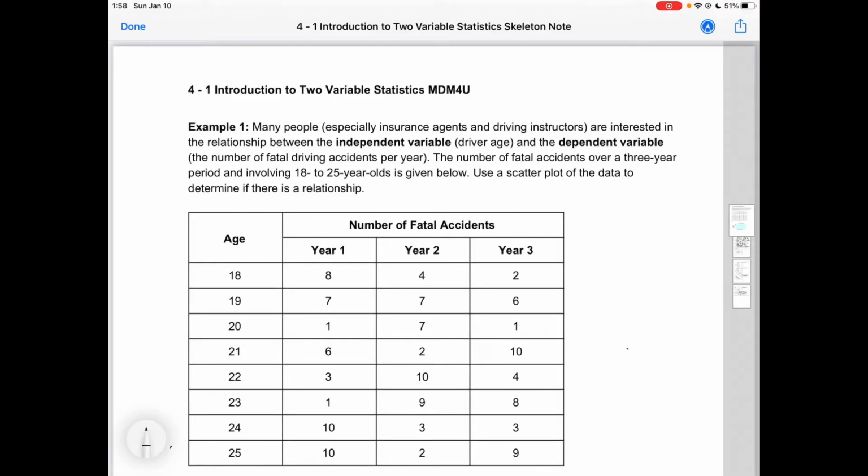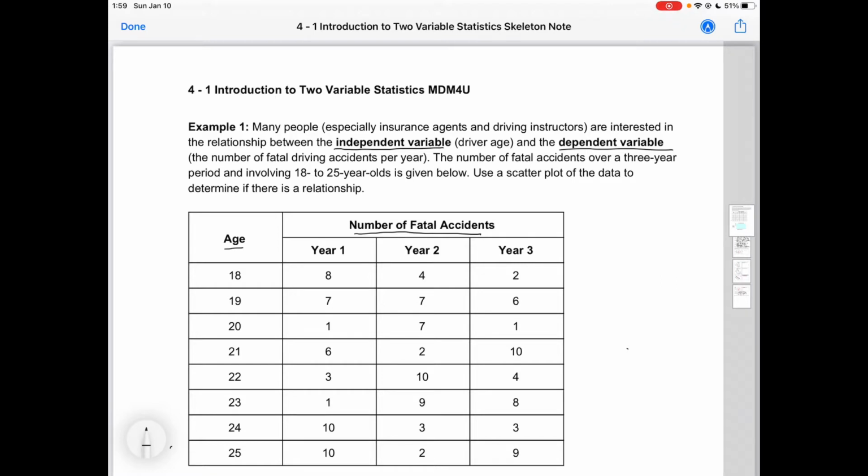Up until now, we've been looking at one variable statistics. Now we're going to take a look at two variable statistics. The reason we're going to explore two variable statistics is because most people are interested in the relationship between the independent variable and the dependent variable. The example that we have here is the age of the driver as the independent variable and the number of fatal accidents as the dependent variable.